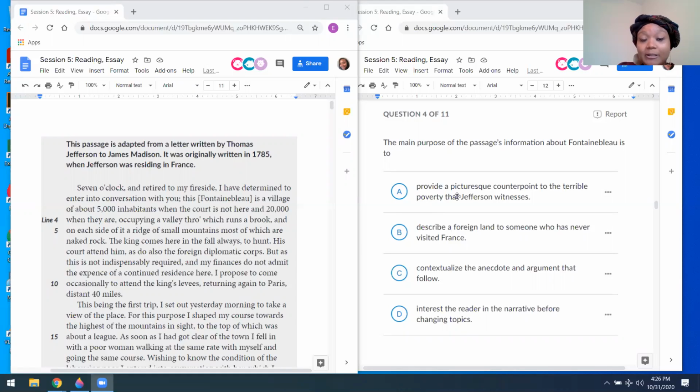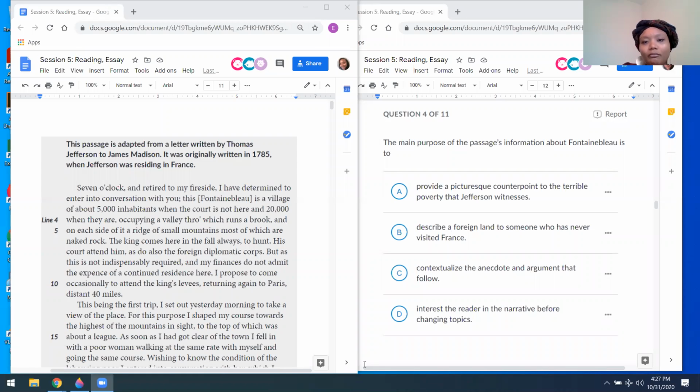Now, for why C is correct, this is a tricky question though, I will say. The question is, the main purpose of the passage's information about Fontainebleau is to, let's say, sorry, I realized I stopped sharing my screen. Sorry, I don't know when that happened, my bad.